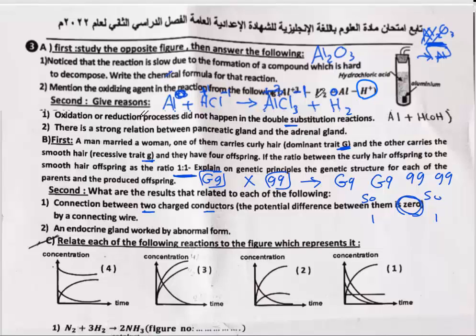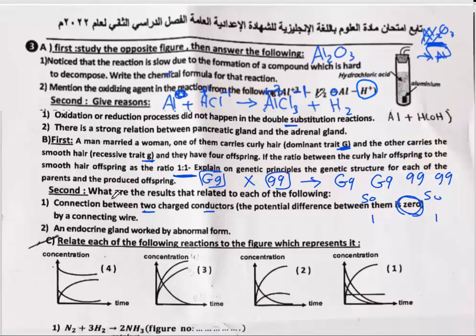Because we said that in order to let the electric current go, there must be two conductors of two different materials, so we have a potential difference between them. Potential difference means zero. It means that they are two similar conductors and so there is no electric current passing.